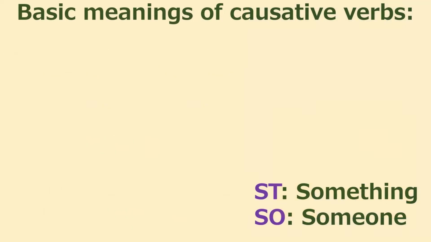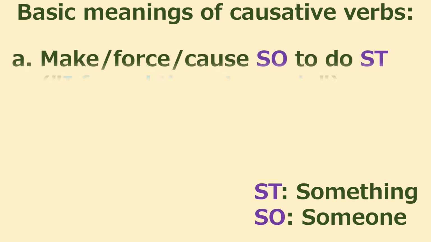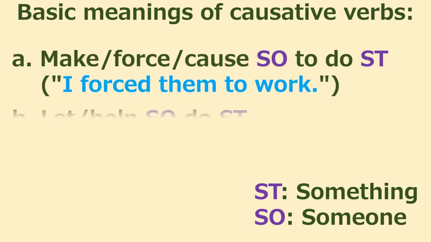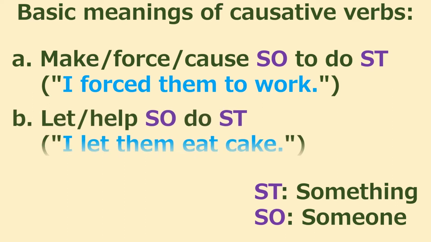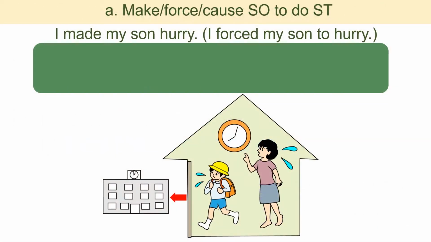Basically, causative verbs are used in two main ways. The first is to indicate that somebody forced someone to do something. For example, I forced them to work. The second is to indicate that somebody let someone do something. For example, I let them eat cake. The following two examples show these different meanings.